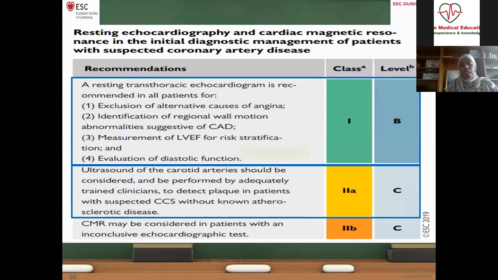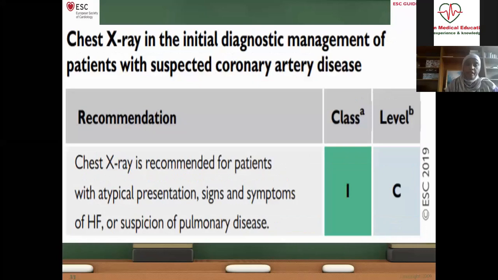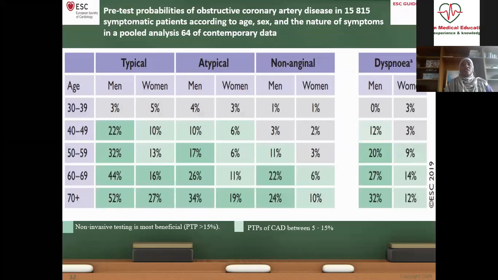Next. So I mentioned that already. Next. Chest x-ray is of course recommended. Now this is the recommendation of the guideline, what the guideline mentioned to guide us to assess those patients. So this is how to assess the pre-test probability of obstructive coronary artery disease in those patients.